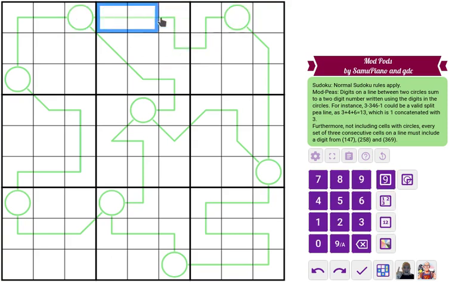So each line is an independent modular line. Within the line it remains valid, but not across pieces. It means, for instance, these two might be from the same class, and since lines are not related, these two might be from the same class. And that's for the rules.